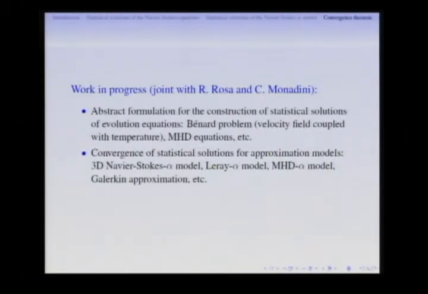And to finish, I would like to mention two works in progress, joint with Ricardo Rosa and Cecilia Mondaini, who is a PhD student of Ricardo. He talked about this yesterday, which is the abstract formulation for the construction of statistical solutions of evolution equations, because until now we just have this theory for the Navier-Stokes equations, but there is nothing special with this equation. Actually, we can do this for all types of equations.